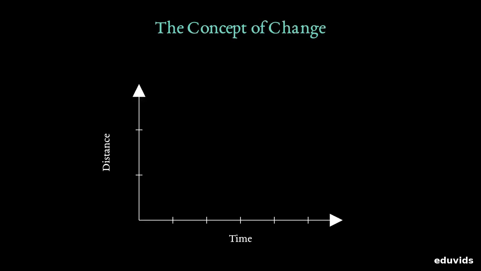Have you ever watched a car speed up and wondered exactly how fast it is going at one specific moment? Speedometers show us a number, but that number is actually a calculation. To understand how we find that exact speed, we need to look at the concept of change.